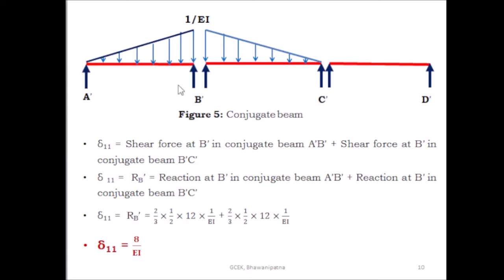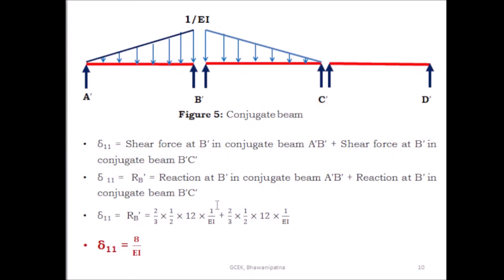Then find out the reaction here by taking the moment about this point. RB dash into 12 is equal to, this is the triangle, so what is the area of the triangle? Half into 12 into 1 by EI. And what is the central distance? It is equal to 2/3 into 12. Then after simplification you will get the reaction RB dash from this span. Similarly, from this span also you can find the reaction at B dash by taking moment about C dash. RB dash into 12 is equal to half into 12 into 1 by EI, and the central distance is equal to 2/3 into 12.